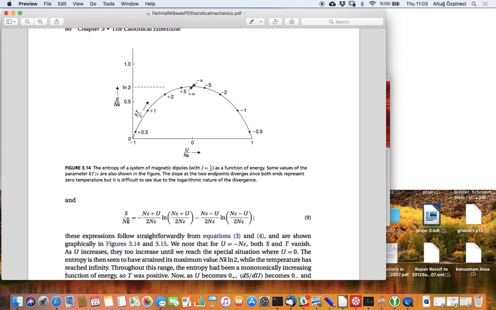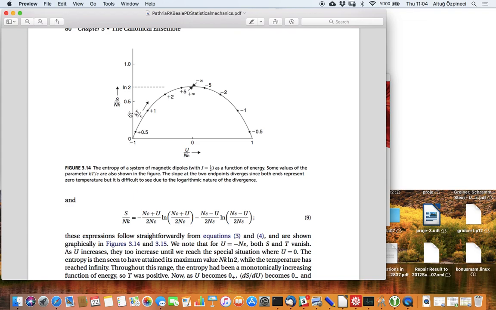Now, this will be what is critical for us, the entropy as a function of U. You see, this is the plot of the entropy as a function of U. If you look at the energy of the system, there is a minimum possible value when all the magnetic dipole moments are aligned in the direction of the magnetic field. So that's a single state. In this state, the entropy is 0. U has its minimum value.